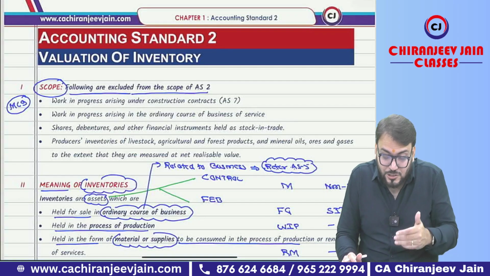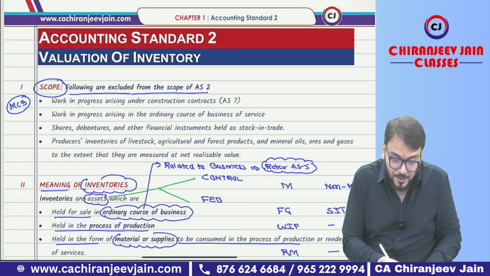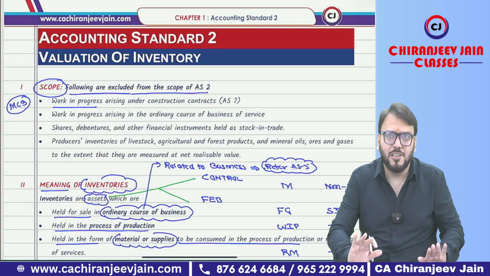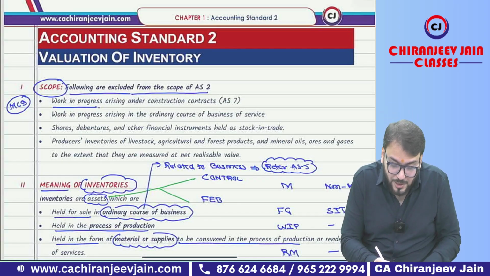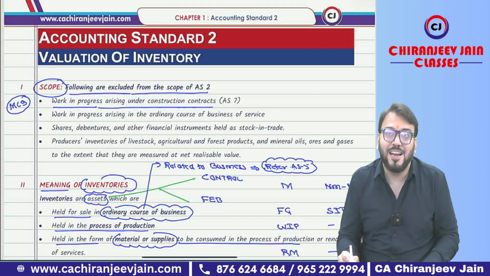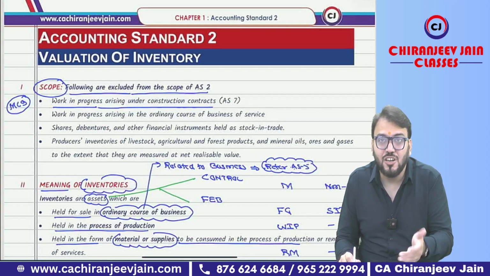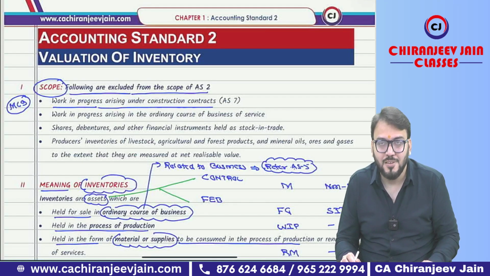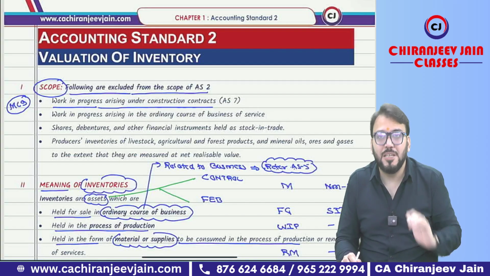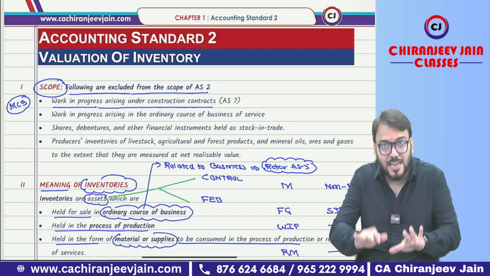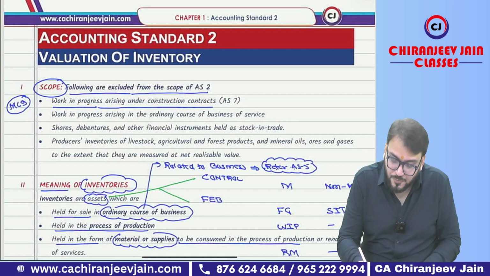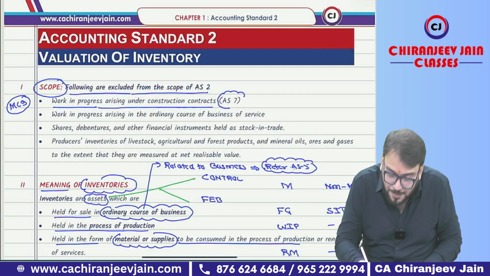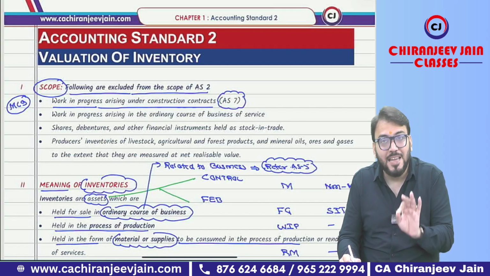So what is excluded from the scope of AS2? First is WIP, work in progress arising under construction contract. Construction contract means suppose you are doing construction of a building and the building is incomplete. So that is WIP. That is scoped out from AS2 because for that we have AS7.